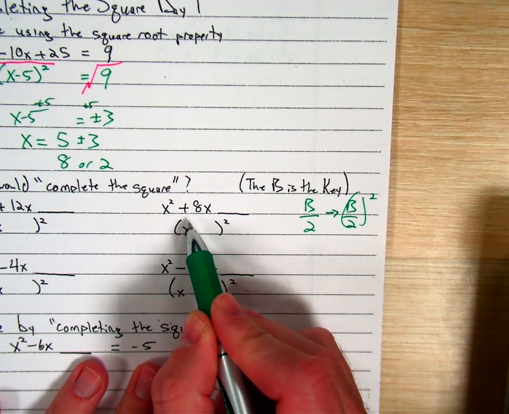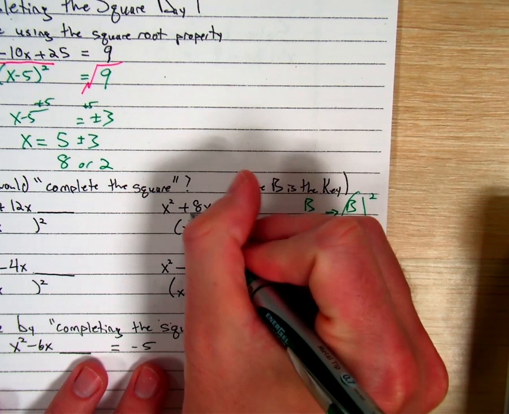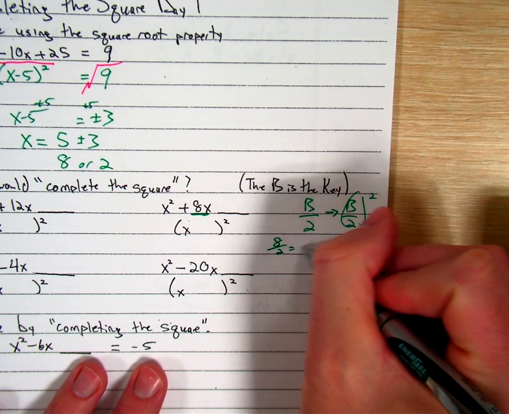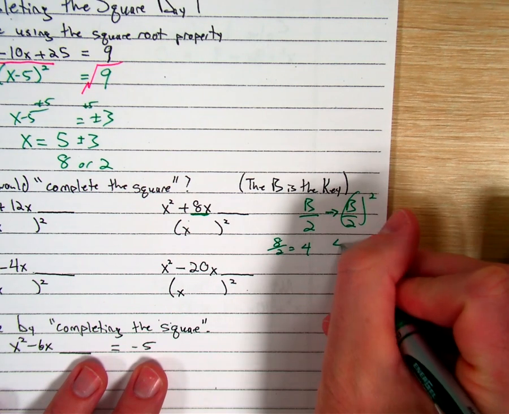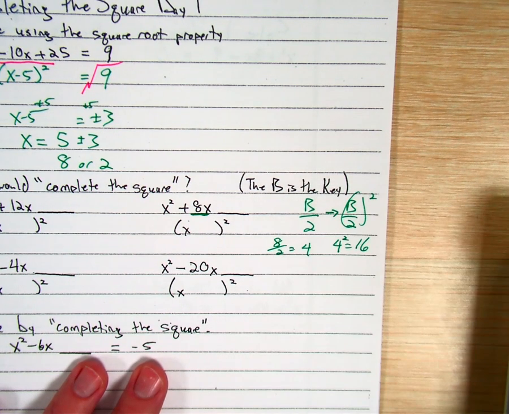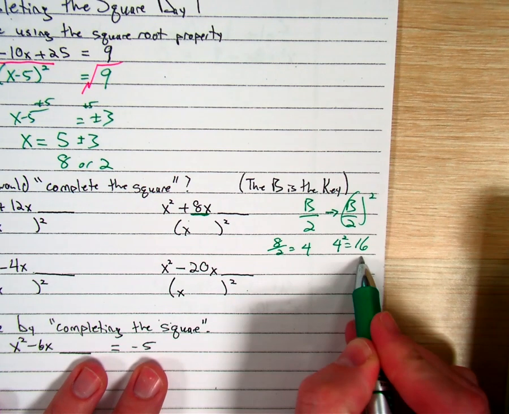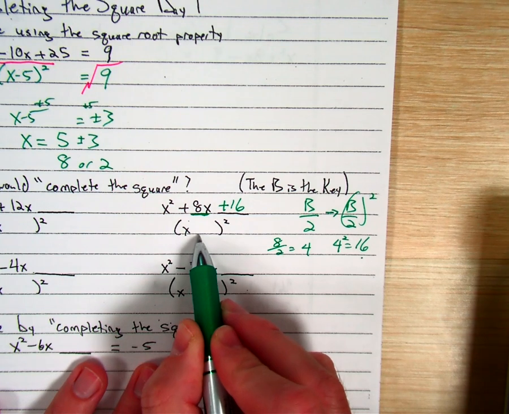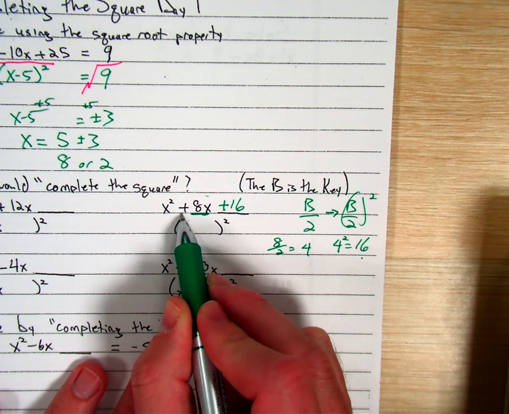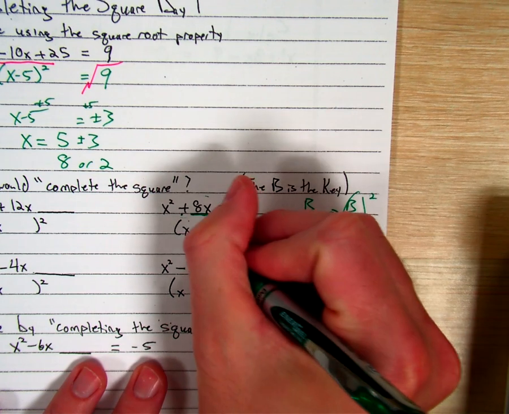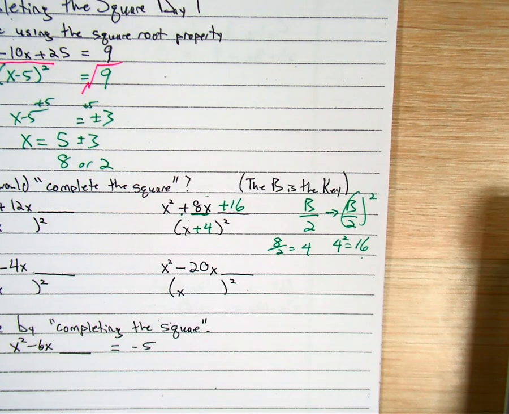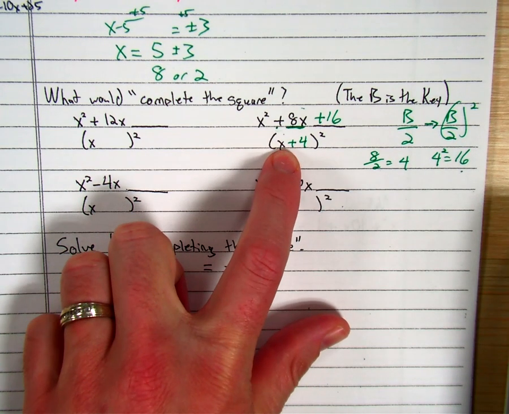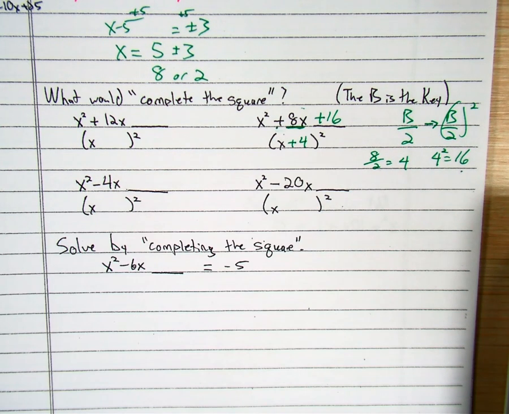Okay, let's look at this one. x squared plus 8x plus blank. Our B is 8. 8 over 2 equals 4. And 4 squared equals 16. So I want 16 to be my C number, plus 16. And then this spot is always half of this. So this was a plus 8, so this is going to be a plus 4. You could write this down twice, multiply it out, and you'd get right back to x squared plus 8x plus 16.